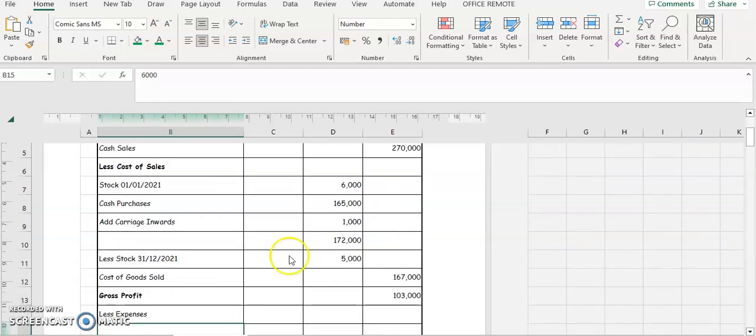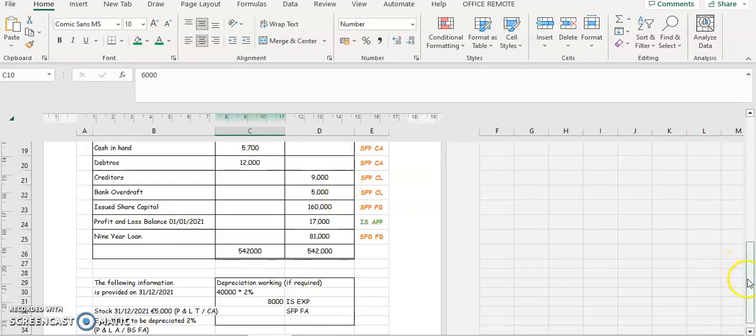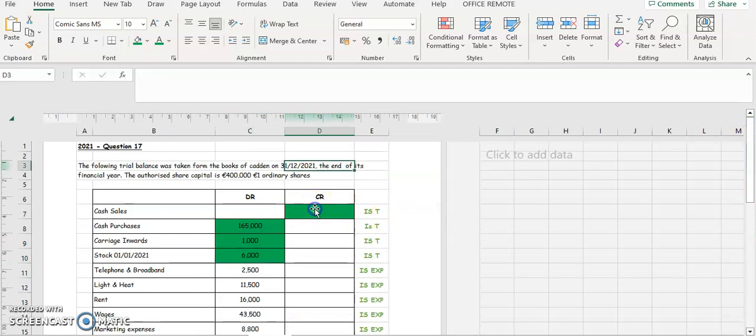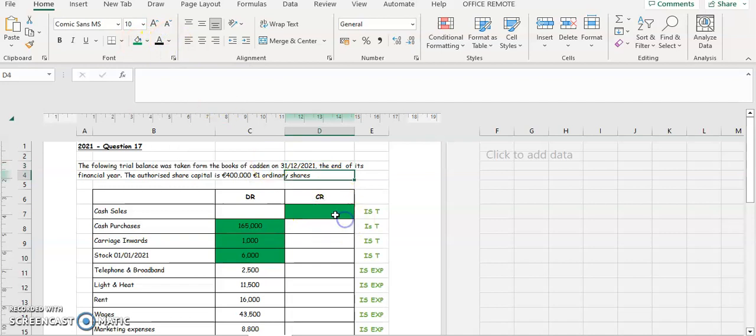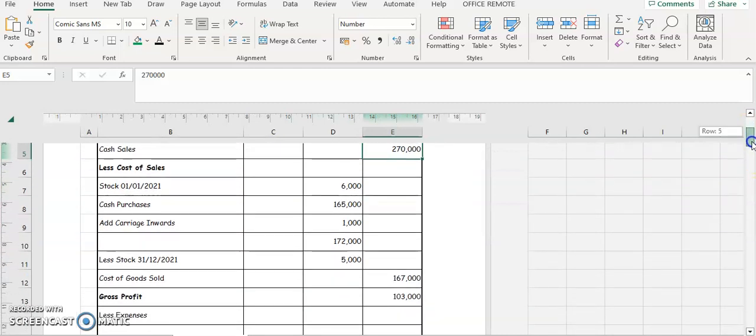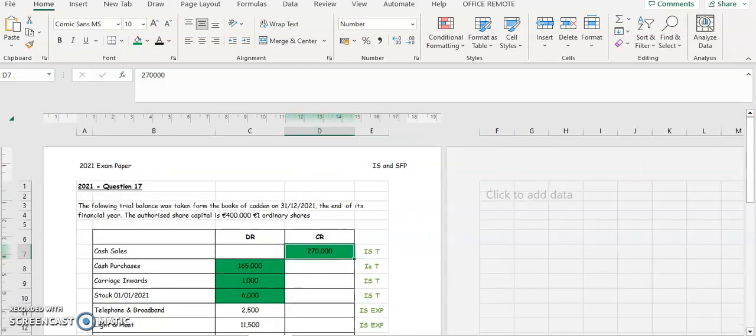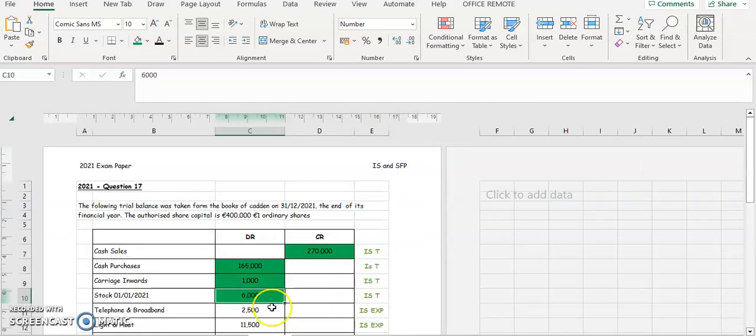So if we look at our income statement, we've got our sales of 200,000. So that is up here in this part here. The next item then in the layout will be less cost of sales. That's going to be made up of our opening stock of 6,000. The next item then is cash purchase of 165,000. That's going to be added on.